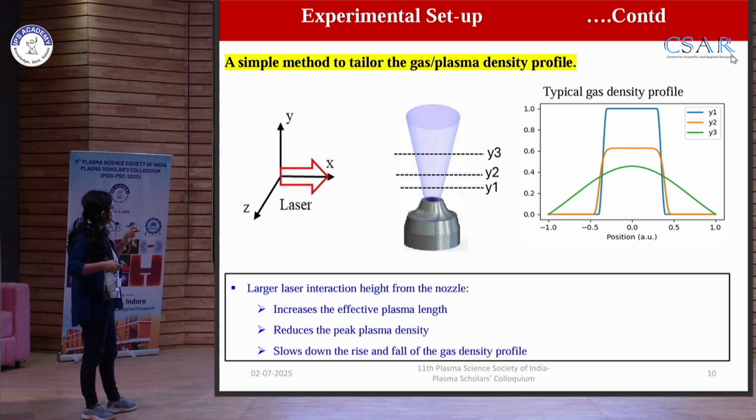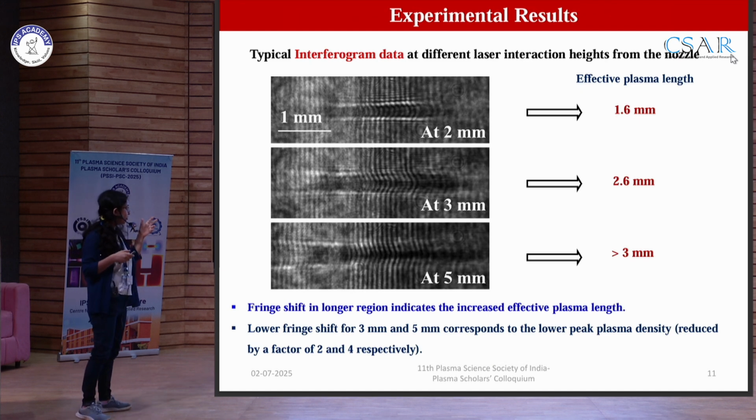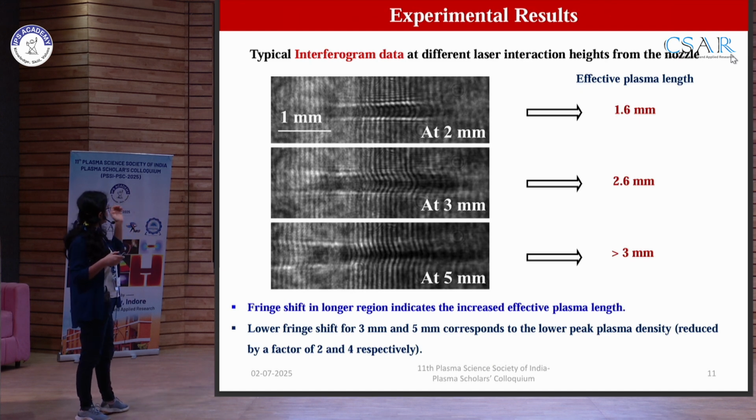Now, to see if it really happened, we recorded interferometric data by using a probe beam. So these are the results for 2 mm laser interaction height at 3 mm and 5 mm. When we go from 2 mm to 5 mm, fringe shift in longer region indicates that the plasma length has been increased. Along with that, lower fringe shift at 5 mm is the signal for reduced plasma density.